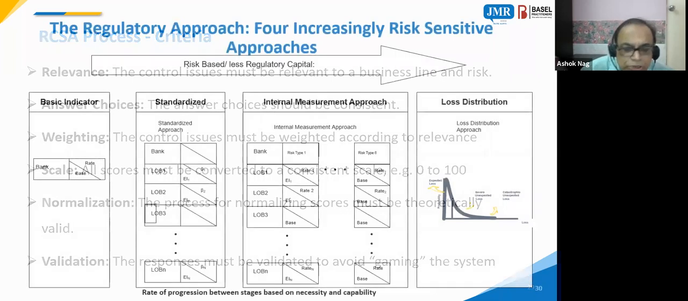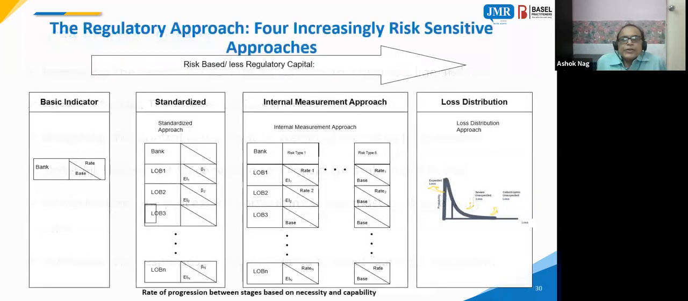Okay, now the question comes that, see, this is the approach which started in Basel 2. That is the basic indicator, standardized and internal measurement approach, which is called the loss distribution approach. The basic indicator approach philosophy is that the more volume of business you have, you keep capital according to some percentage given, called alpha, 15%.